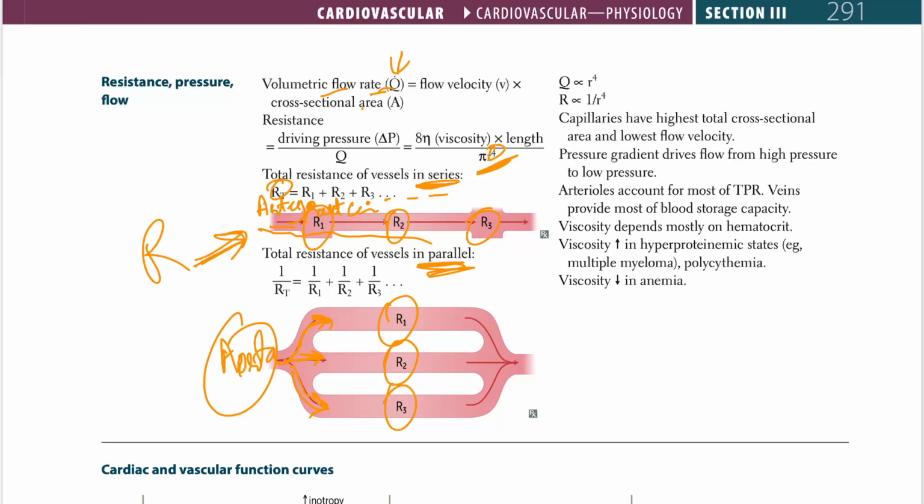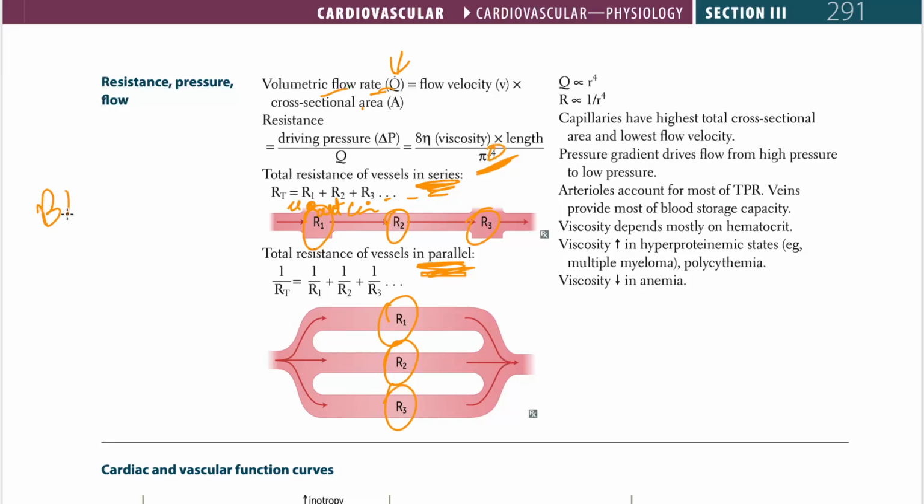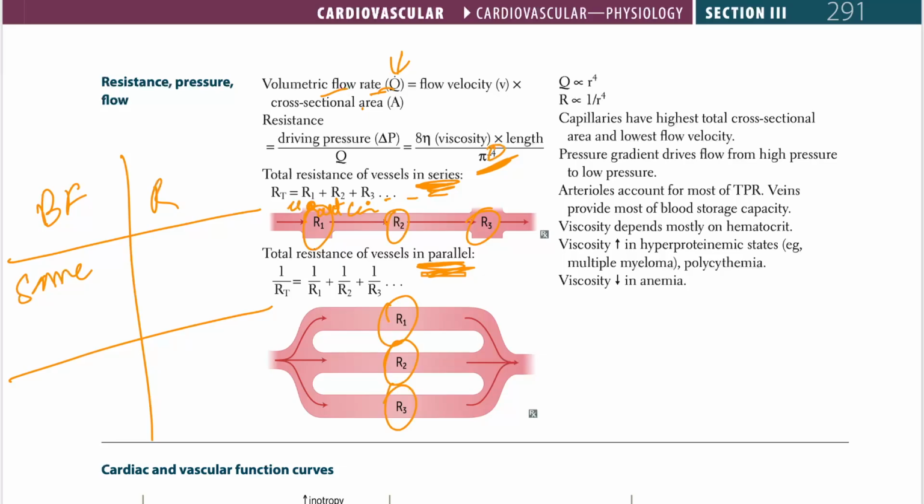And one more thing is not only resistance, but also the blood flow. So in series, each blood vessel receives the same total blood flow. But in parallel, each artery receives a fraction of the total blood flow. So let's actually do this. What about the resistance? So blood flow and resistance in these two things. The blood flow in series is the same, while in parallel, they only receive a fraction of the total blood flow.